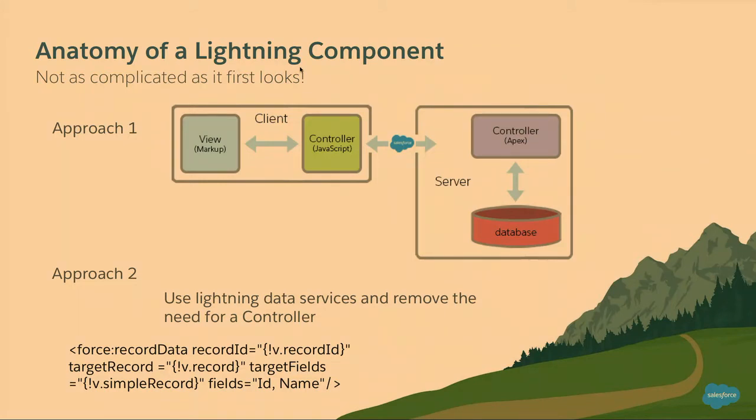There is also a second approach. There's a new thing called Lightning Data Services, which is GA. And you can actually get rid of that need for a controller. So if you're writing code which is just updating a single record, then you can use Lightning Data Services to just, as it shows there with the tag, embed that in the page and use JavaScript to update that object and just hit save without having to go back to Apex.